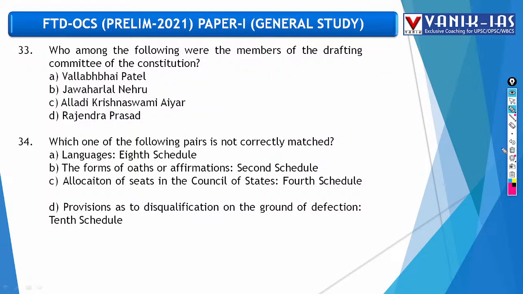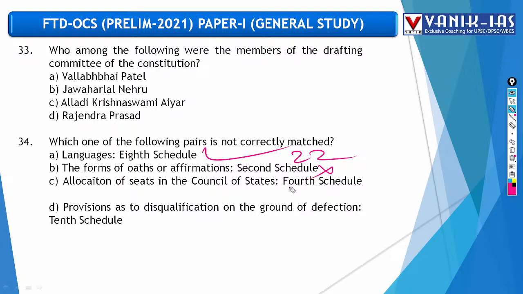There are various committees in the Constituent Assembly. Which one of the following pairs is not correctly matched? Languages in the 8th schedule, it has 22 languages, these are right. But official language will be English and Hindi. Forms of oath and affirmation, this is not the second schedule. This is the third schedule.